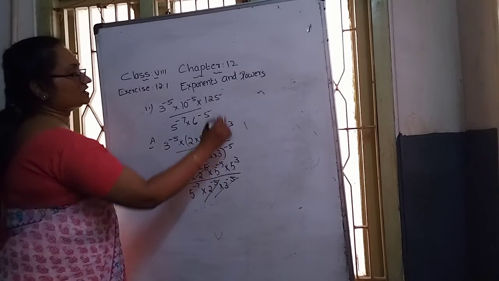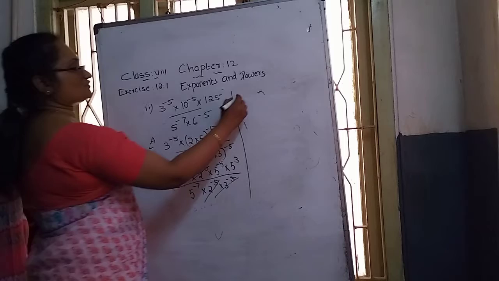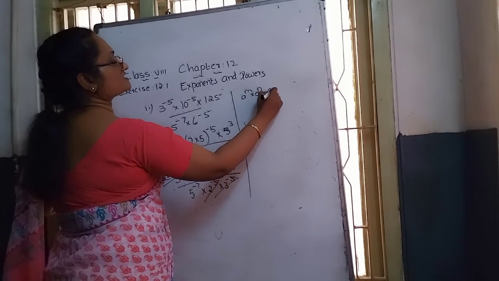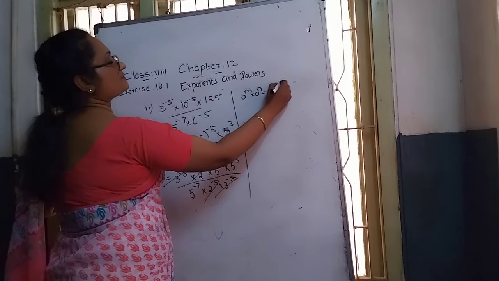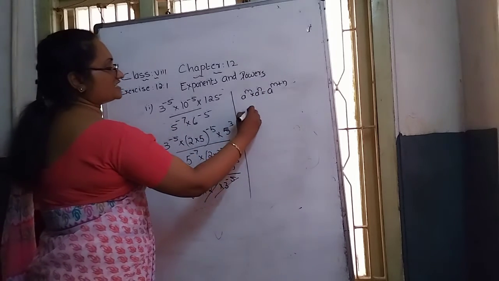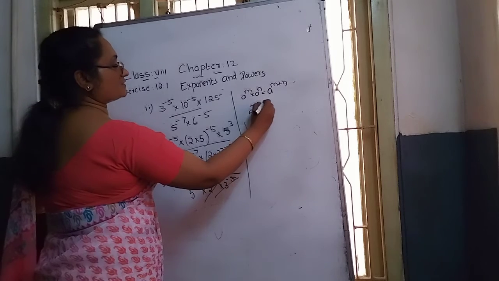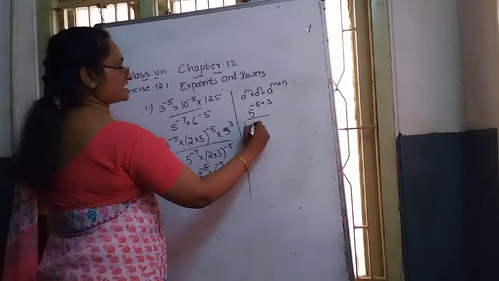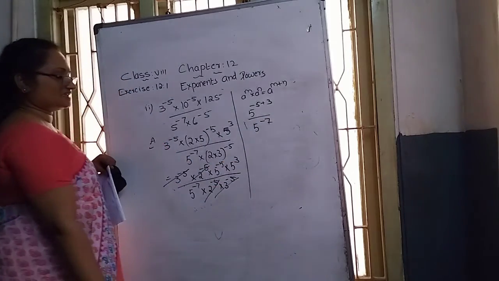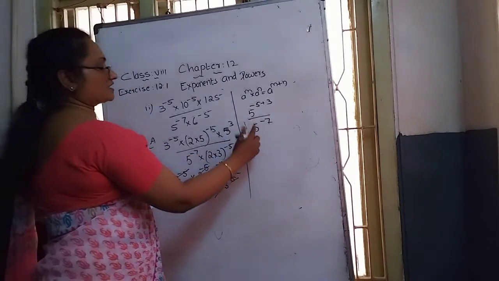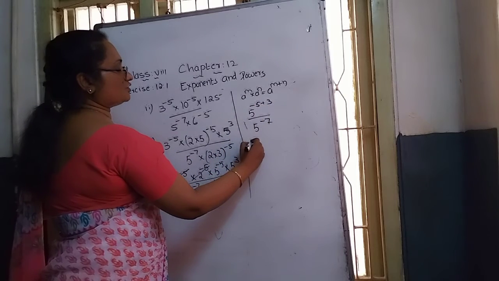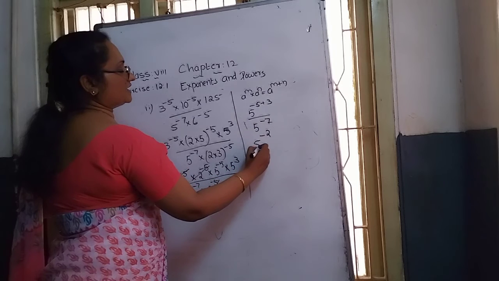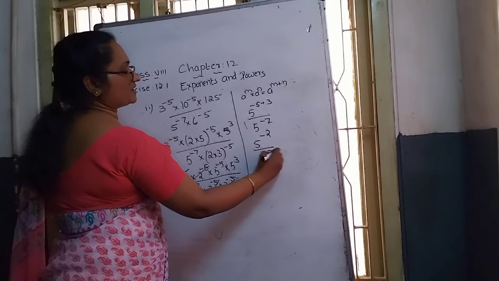Again, in the numerator part, in which form is it? a raised to m times a raised to n. What is that? In the multiplication case, the powers are added. The base is 5, and the power is minus 5 plus 3. In the denominator part, which number is there? Minus 7 is there. Then do the calculation. Here minus 5 plus 3 becomes how much? Minus 2 will come. Minus 2 divided by 5 raised to minus 7.